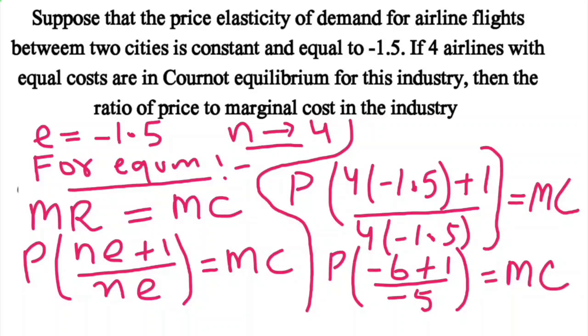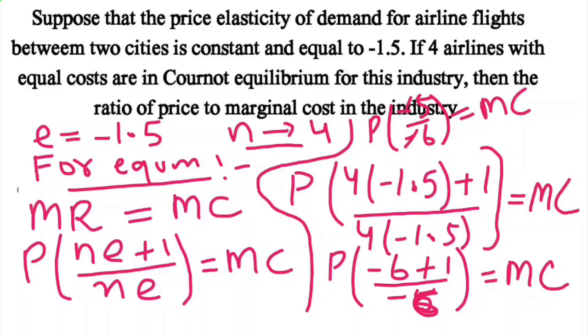Okay, now what will we get here? If I can show it here, so we have minus 6 plus 1 is minus, here in the denominator we have minus 6, sorry. So we have minus 6 plus 1 is minus 5 divided by minus 6. So we will get P minus 5 divided by minus 6 should be equal to the marginal cost.